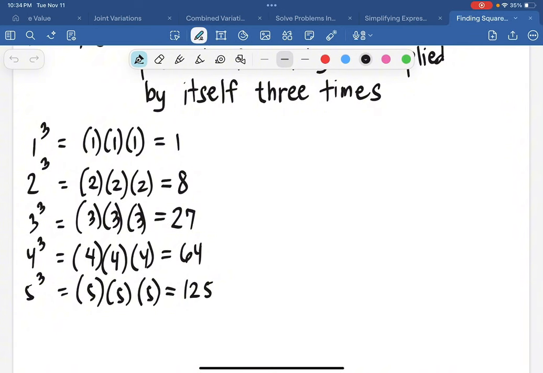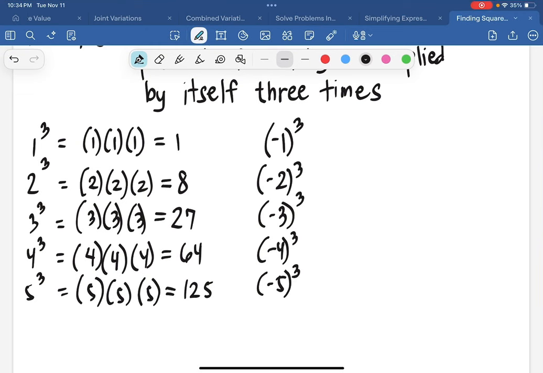However, if we are going to have negative numbers in perfect cubes, based on this, if we're going to expand -1 times -1 times -1, if we follow the signs, negative times negative is positive, positive times negative is negative, and you multiply the base number, which is 1. So 1 times 1 times 1 is 1. So the result is -1.